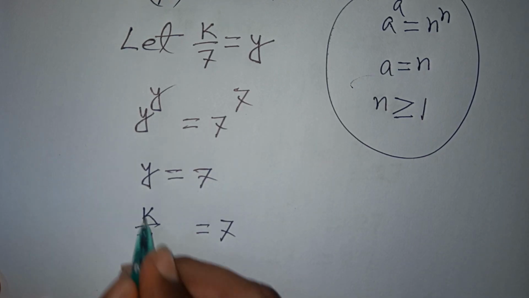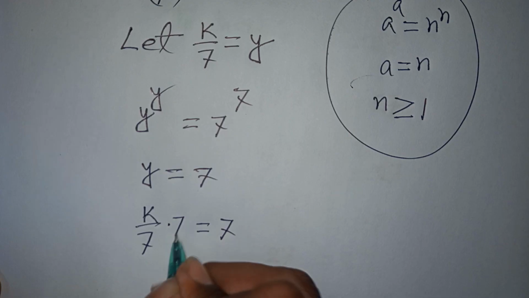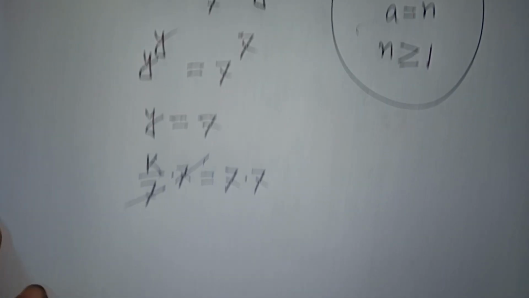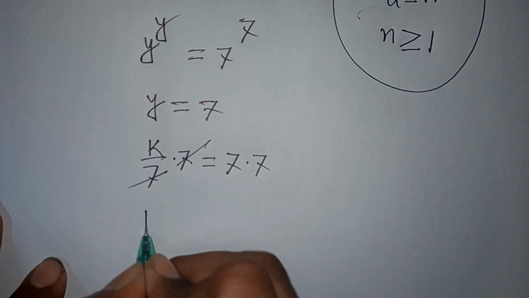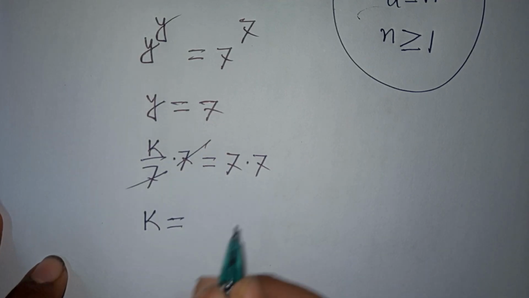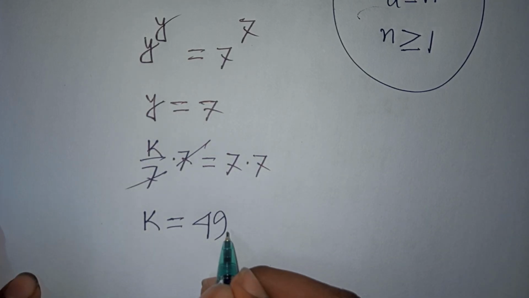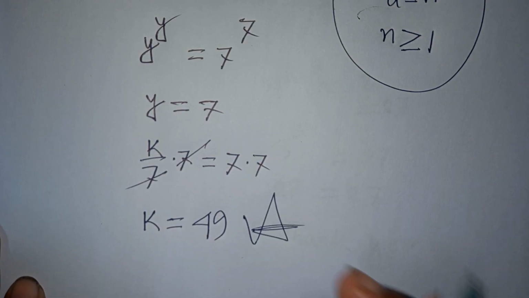Now we need the value of k, so we multiply by 7 on both sides. So this 7 will be cancelled. So we have k is equal to 7 multiplied by 7, that means it will be 49. So 49 is the value of k. So this is our final answer.